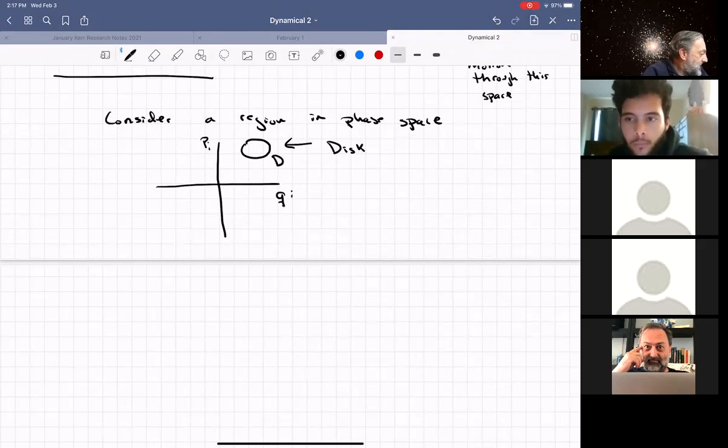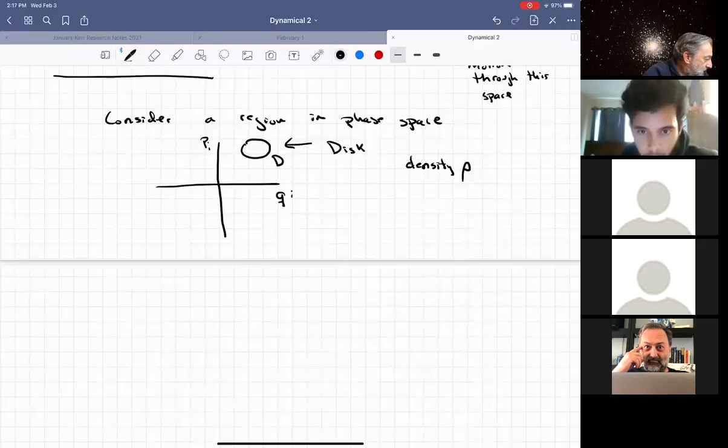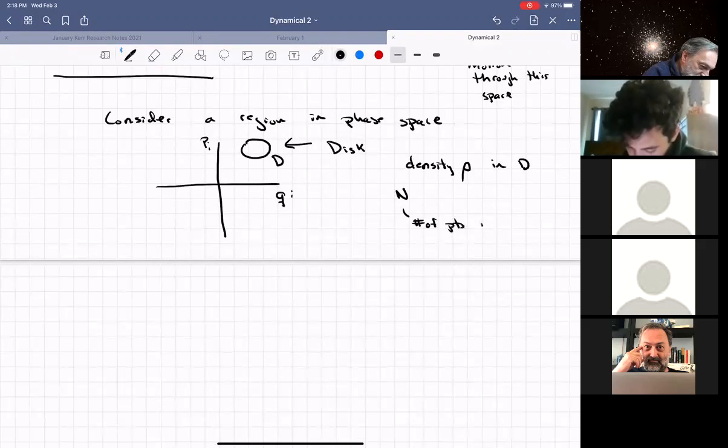Okay. And now we're going to say that there is a density rho in D, and then the number of points in the disk D would be rho times the volume of D.